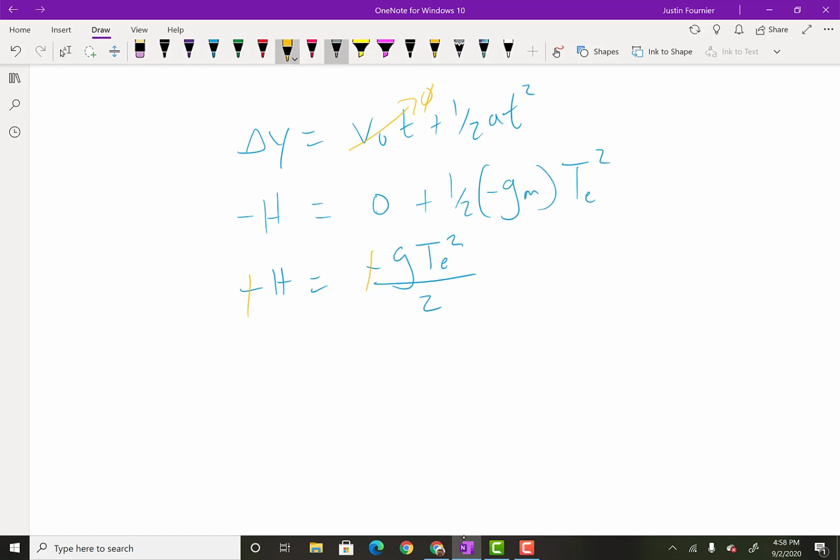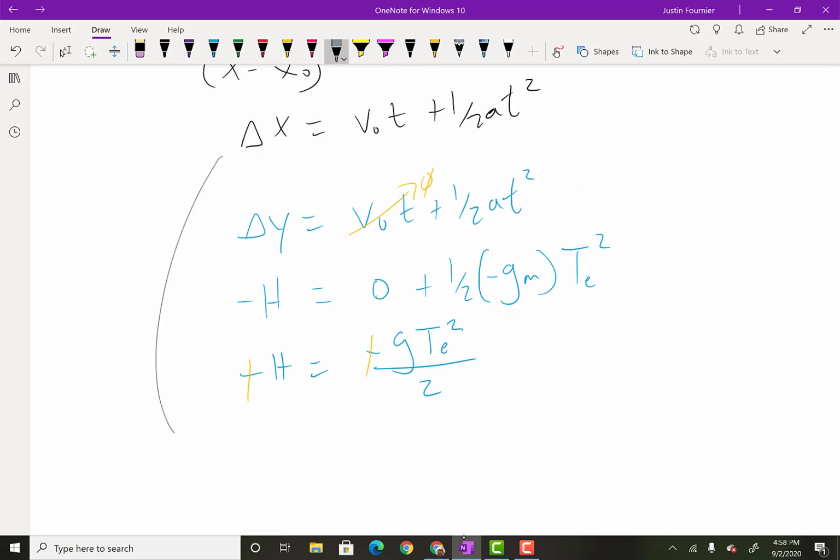Then you also have the moon. With the moon, it's the same idea. Delta y of the moon is going to be v naught t, but v naught t is also 0, right? Because they're both dropped from rest. Then 1/2 acceleration on the moon, which is negative gm, in parentheses, and then t moon squared.